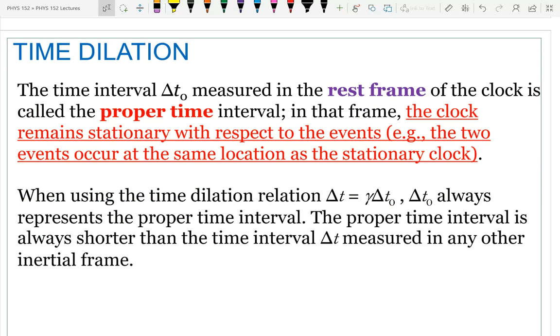So when you're working a problem with time dilation, it's really important to identify the rest frame that's going to measure the proper time. The rest frame is the reference frame where the clock that's doing the measuring is at rest and stationary with respect to the events.